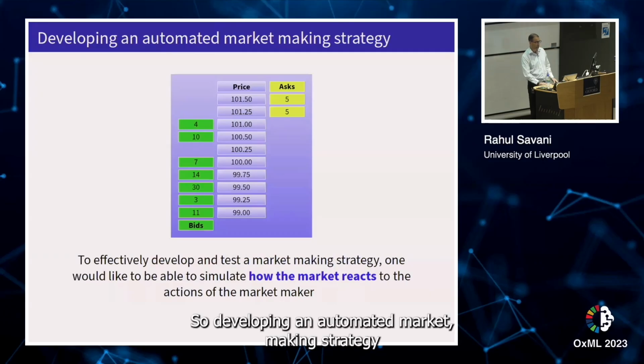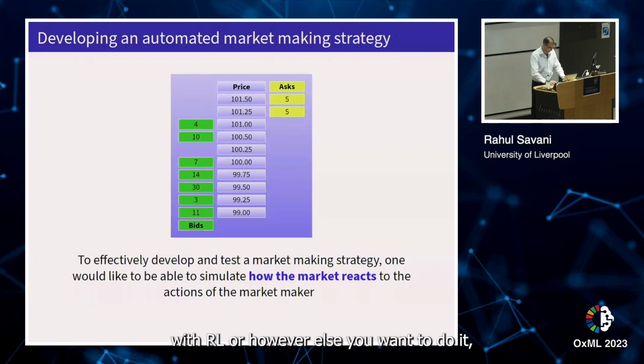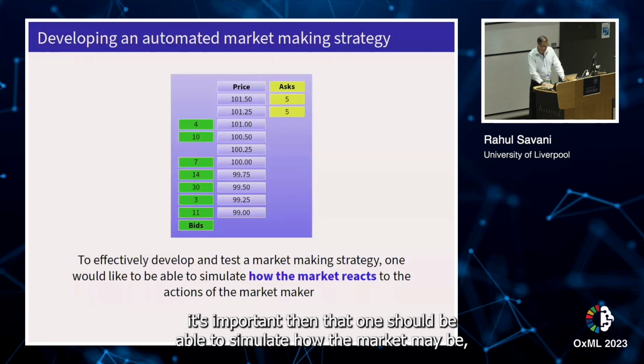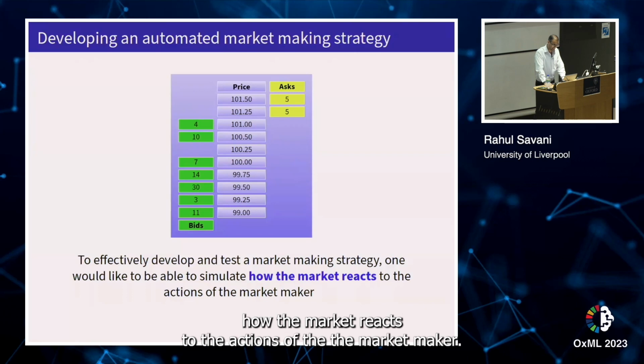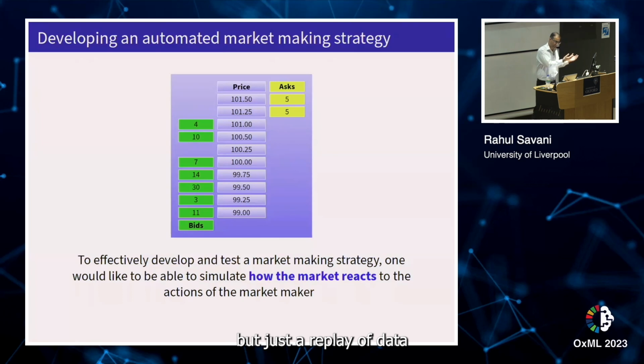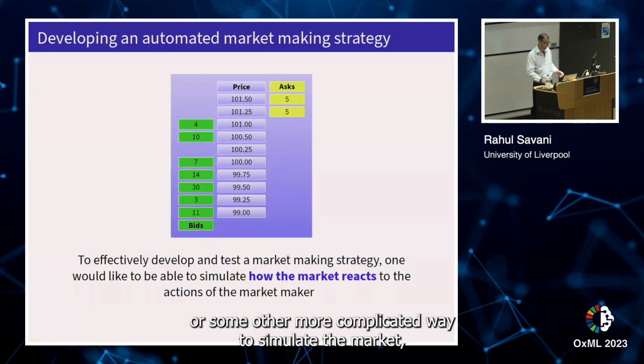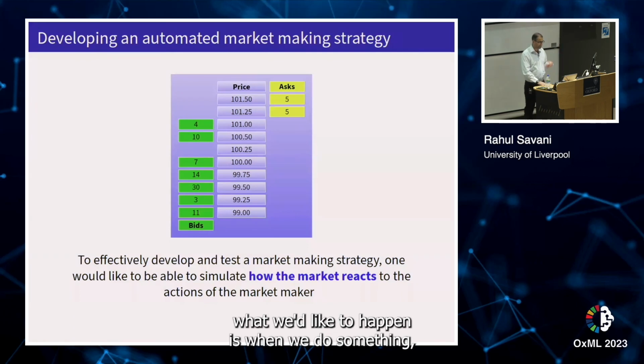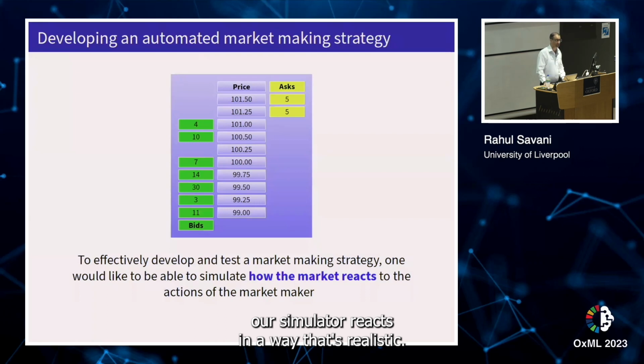Fine, so developing an automated market making strategy with RL or however else you want to do it. It's important then that one should be able to simulate how the market reacts to the actions of the market maker. So ultimately, when we're going to be doing possibly just a replay of data or some other more complicated way to simulate the market, what we'd like to happen is when we do something, our simulator reacts in a way that's realistic.